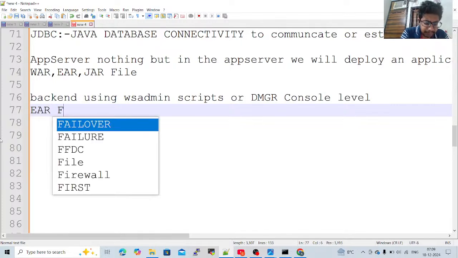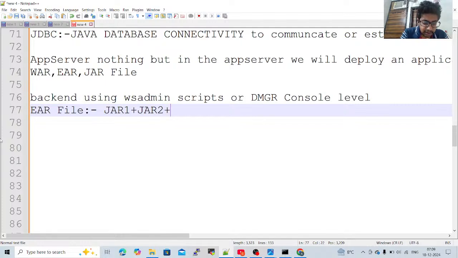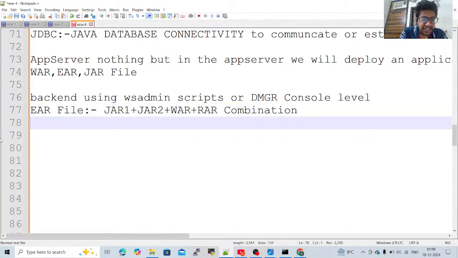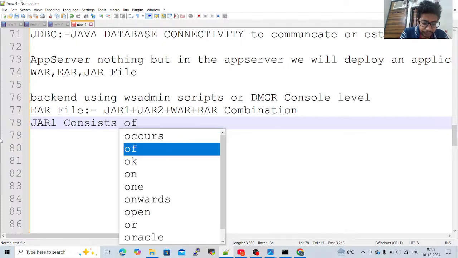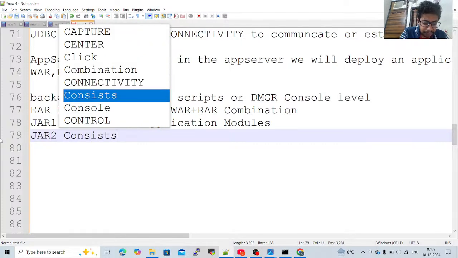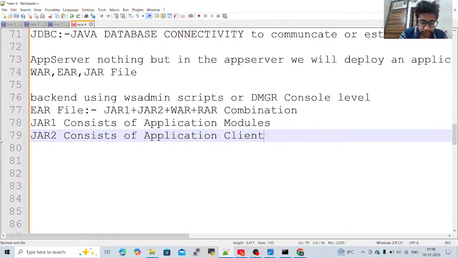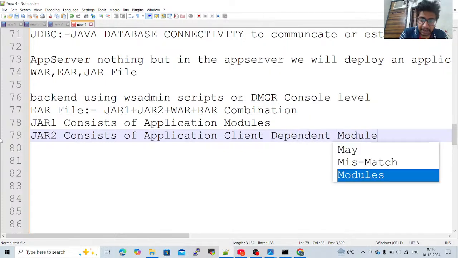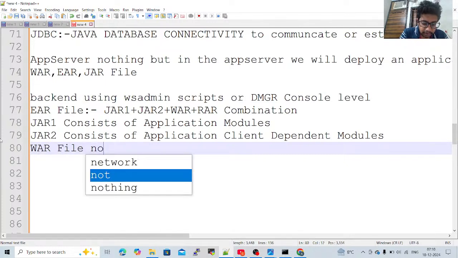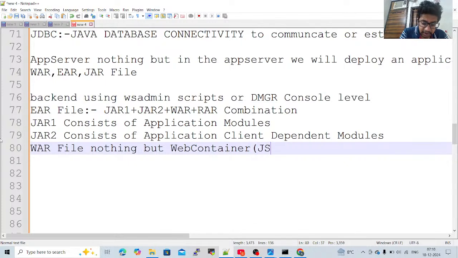The EAR file consists of a combination of JAR 1 plus JAR 2 plus WAR plus RAR. JAR 1 consists of application modules. JAR 2 consists of application client dependent modules. The WAR file is nothing but the web container, which consists of JSPs and servlets.